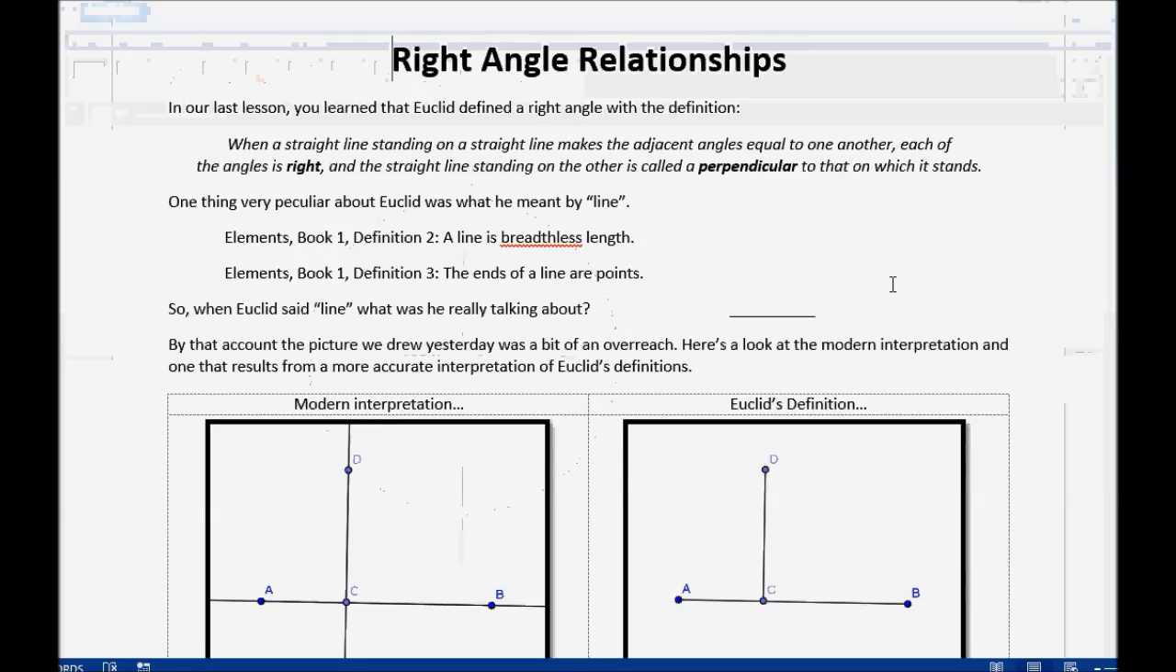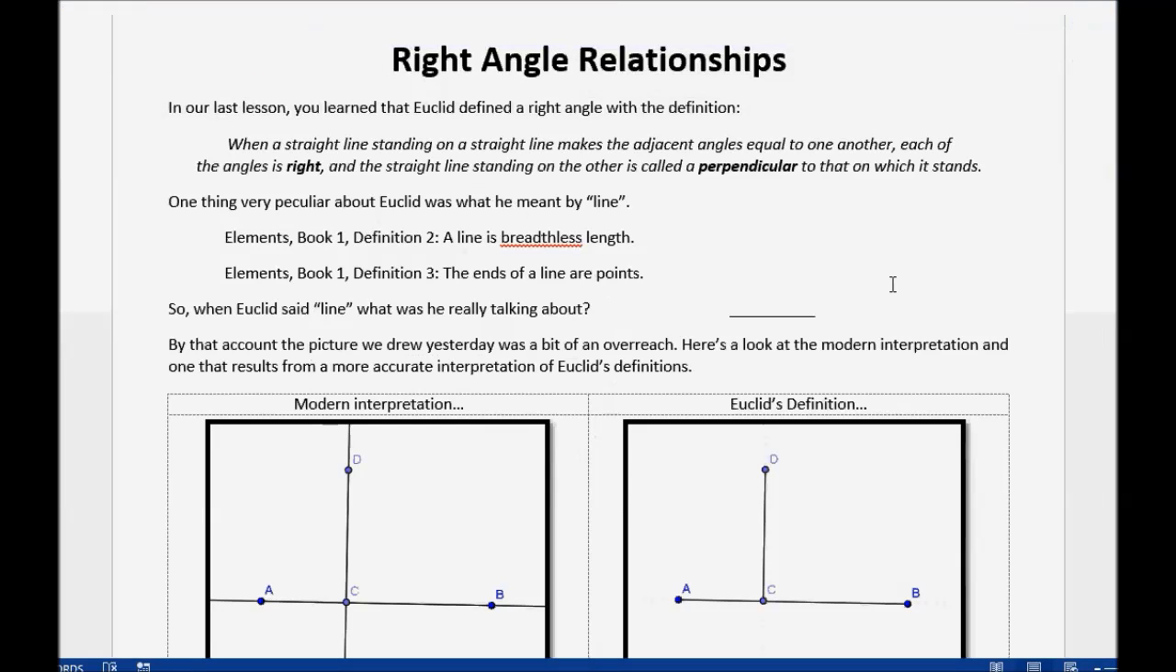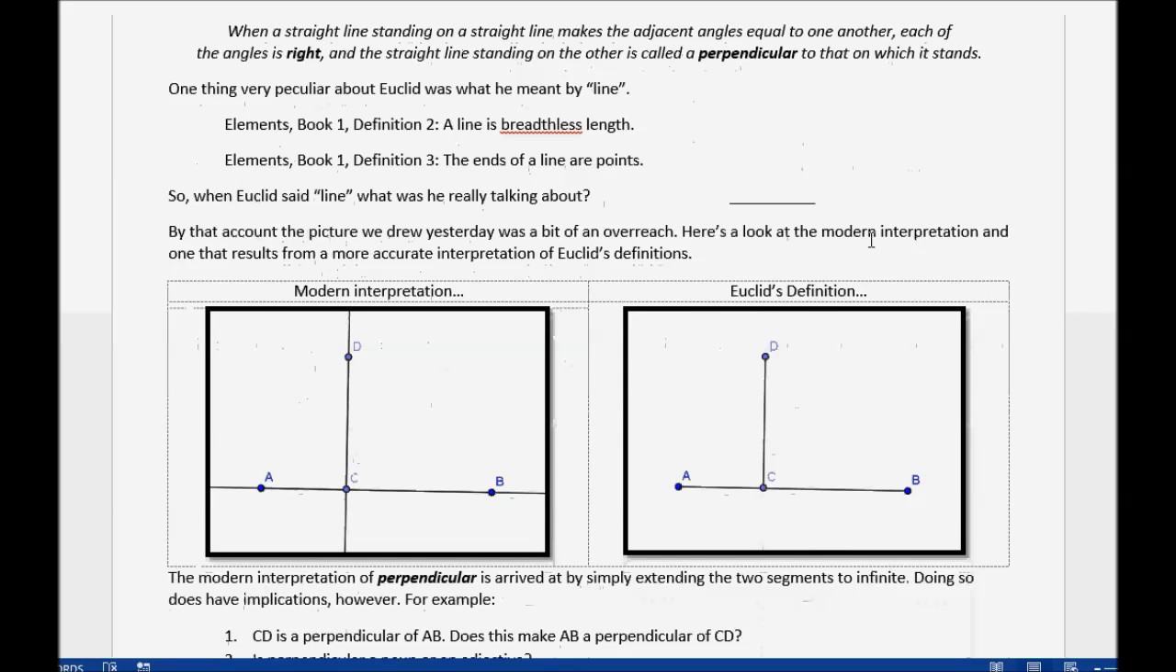Today we're going to talk about right angle relationships, building off of what we talked about yesterday. Euclid's idea is that when you stand a line on another line, each of the angles is a right angle, and the straight line standing on the other is called a perpendicular. We learned yesterday that there is a difference between what Euclid was talking about and this modern version of perpendicular. Euclid allowed just for segments, but of course we use lines, and lines create four angles, whereas Euclid's definition creates only two.